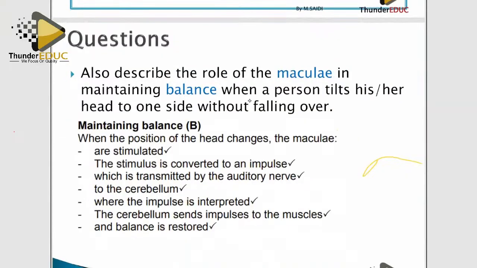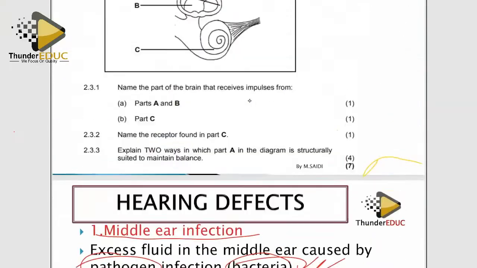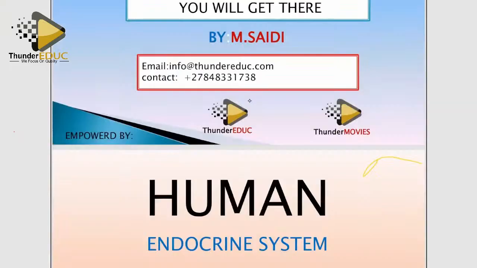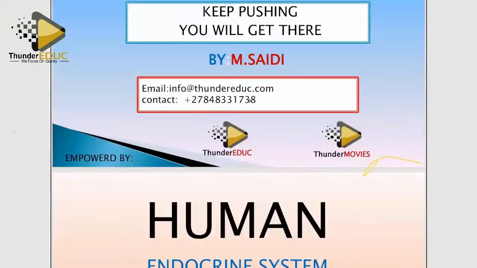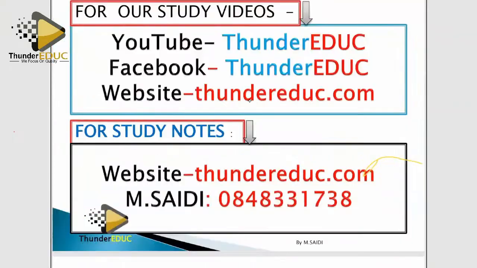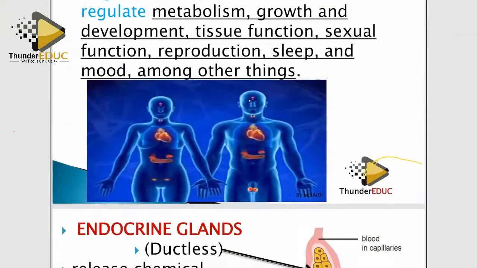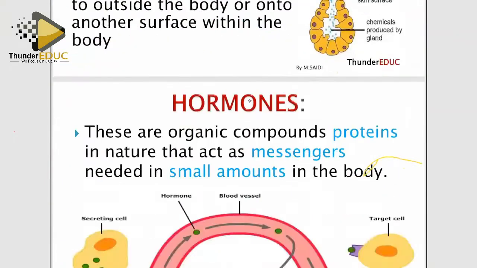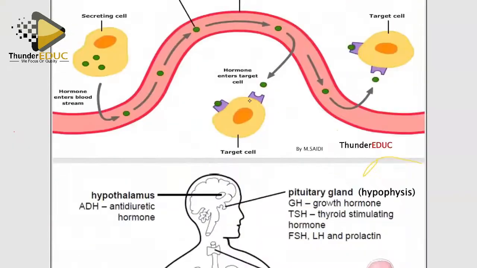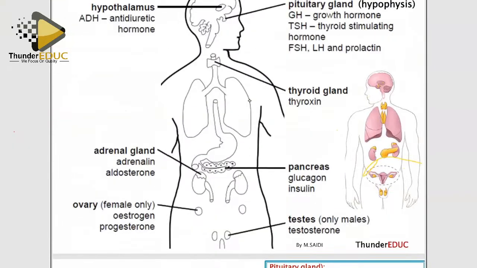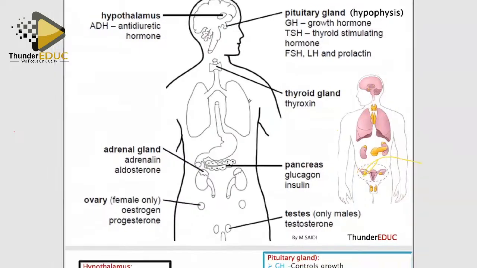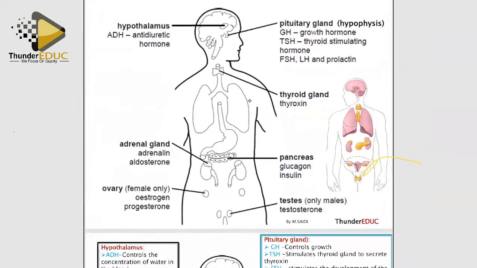So, guys, I think that is it. That is the ear. The next topic is supposed to be the human endocrine system. I'm going to give you homework on this: what is the endocrine system, and hormones. So we need to know this. There is nothing new I'm going to talk about here.